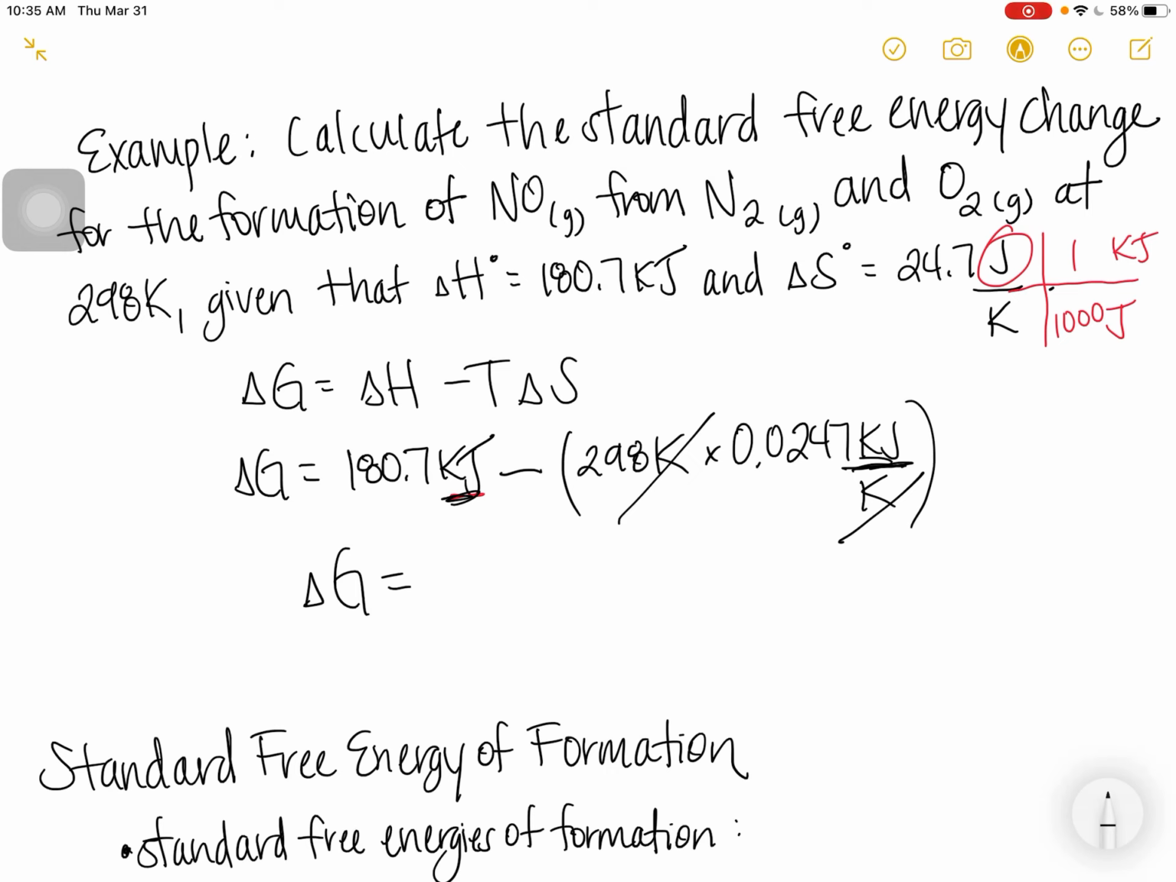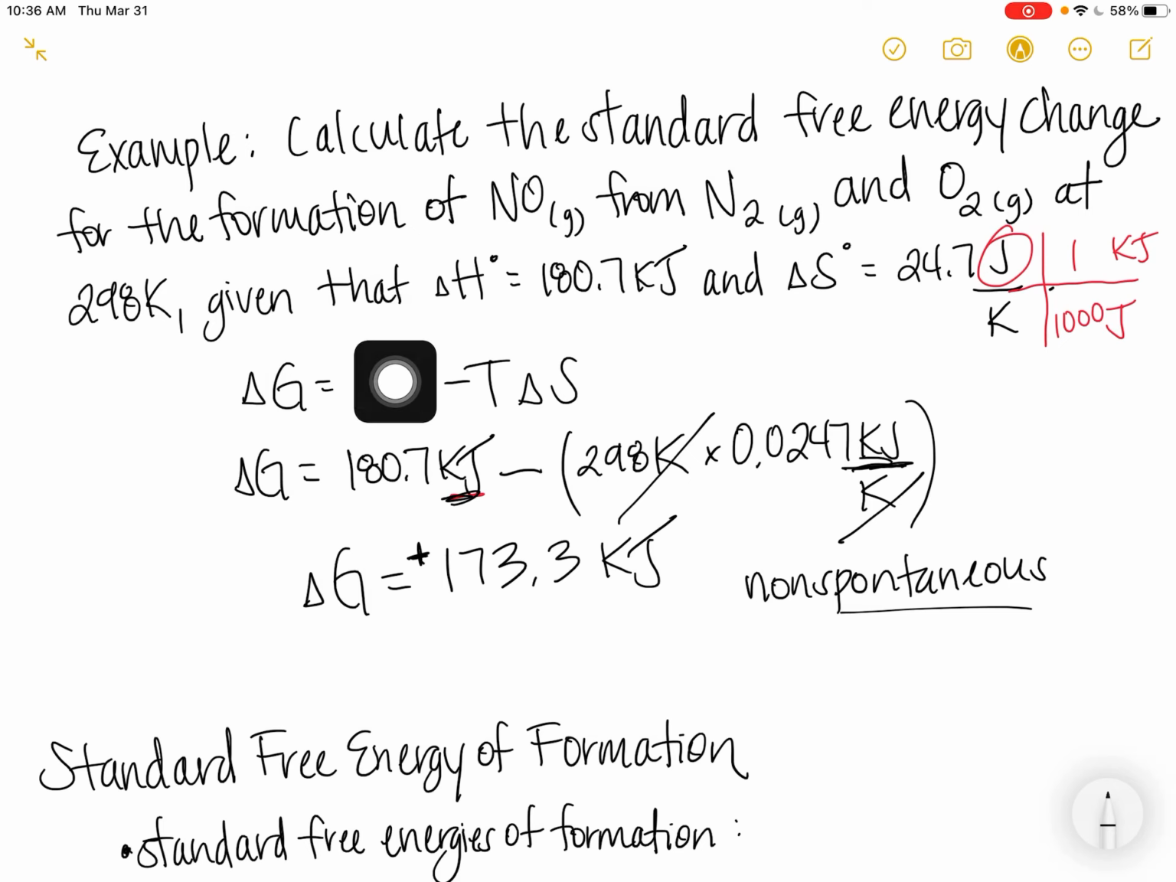Do the math on my calculator, and I end up with 173.3 kilojoules. So now we have calculated a numerical value for delta G. It comes out positive, which means this reaction is non-spontaneous, at least at this temperature. And we know that from the fact that this is a positive value. Okay, so that's how we can use that formula to calculate delta G.